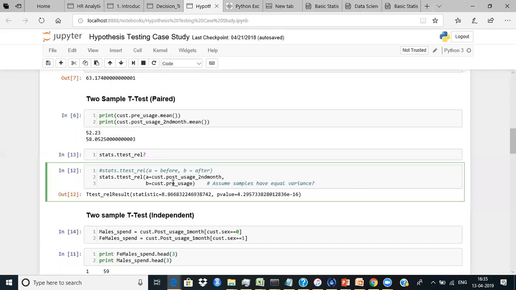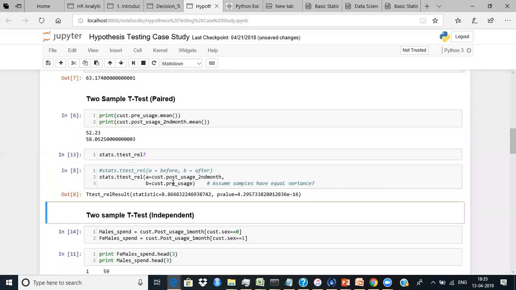So as soon as you run this, you get two things as output. The first one is statistic. Second one is p-value, right? Now in this case, are we doing a two-tail test or a one-tail test? One-tail test.